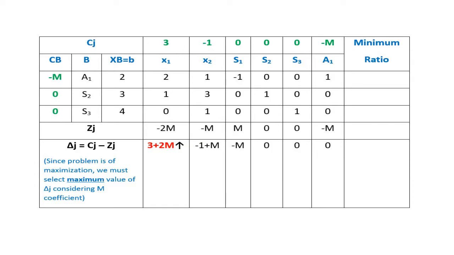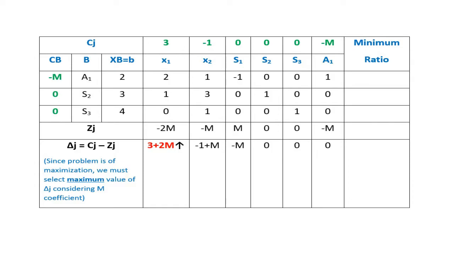Now second value if you consider, that is what? Minus 1, and Zj second value is minus m, so minus 1 minus of minus m, so answer becomes minus 1 plus m. Third value is 0, and third value of Zj is m. So 0 minus m is equal to minus m. So same way you have to calculate the other values of delta J.